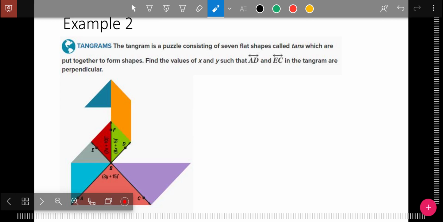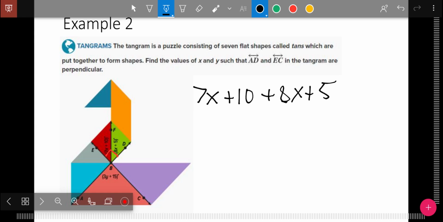And so this tangram here has problems and equations with x's and y's in it. It wants you to find the values of x and y such that line AD and line EC are perpendicular. So I want this inside here to be 90 degrees. And it's kind of hard to see, but the first thing inside that red box is 7x plus 10. Inside the other box, the green one there, is 8x plus 5.